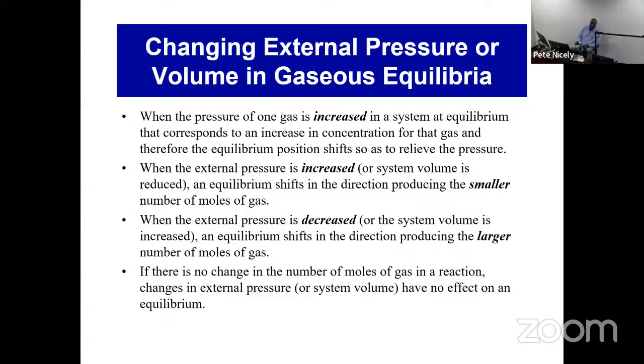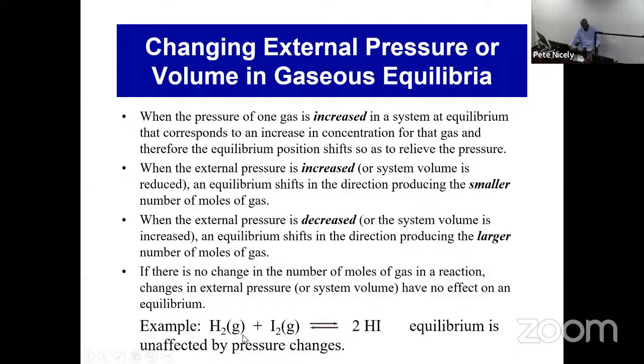What if there's no change in the number of molecules going from left to right or right to left? Here's an example. This reaction here. If you look at this equation closely, you'll see that the total number of moles of gases on either side is the same. You have 2 moles here and 2 moles here, right? So what would happen if you change your pressure?